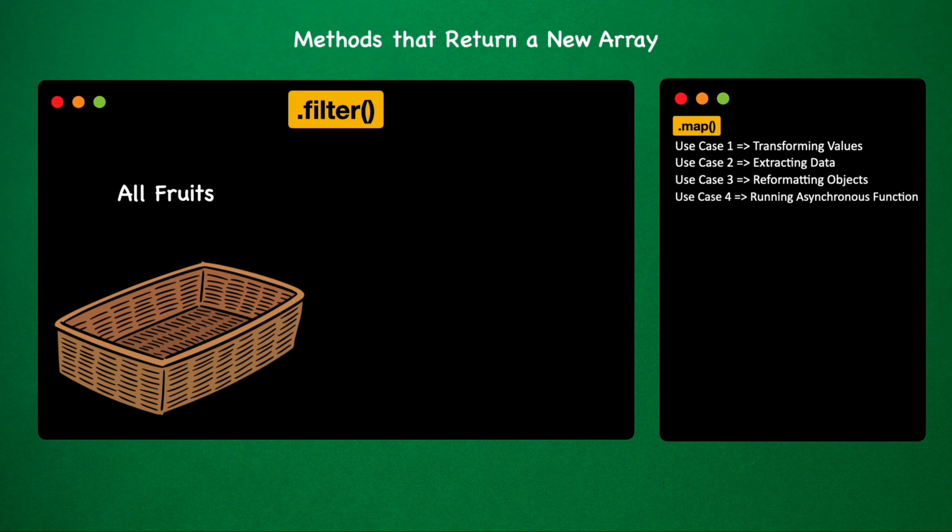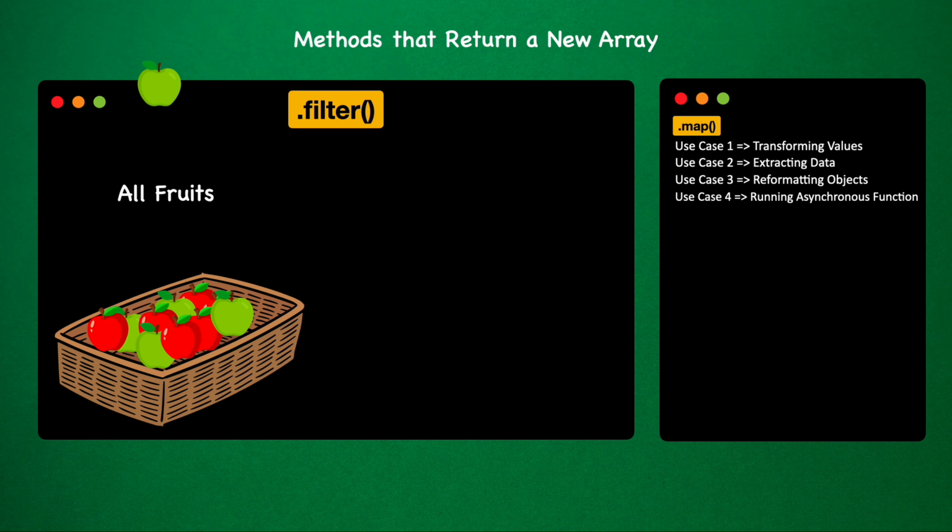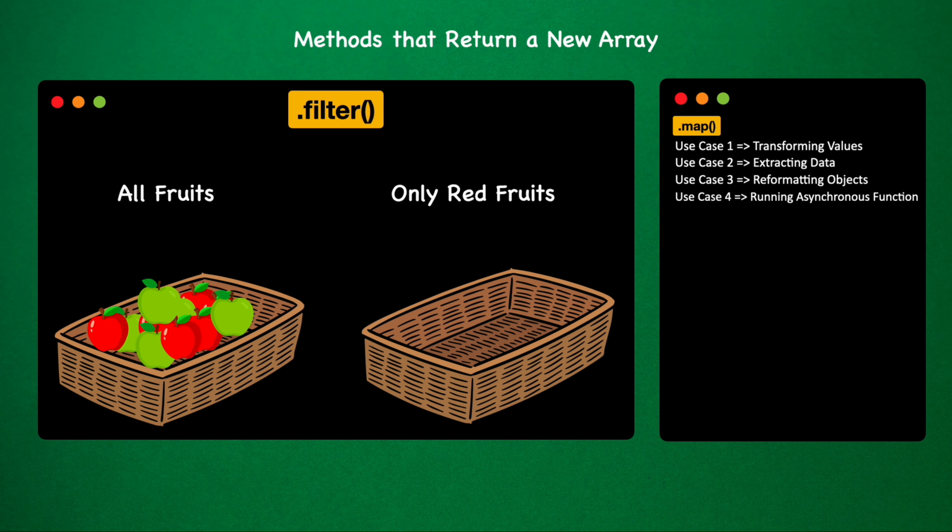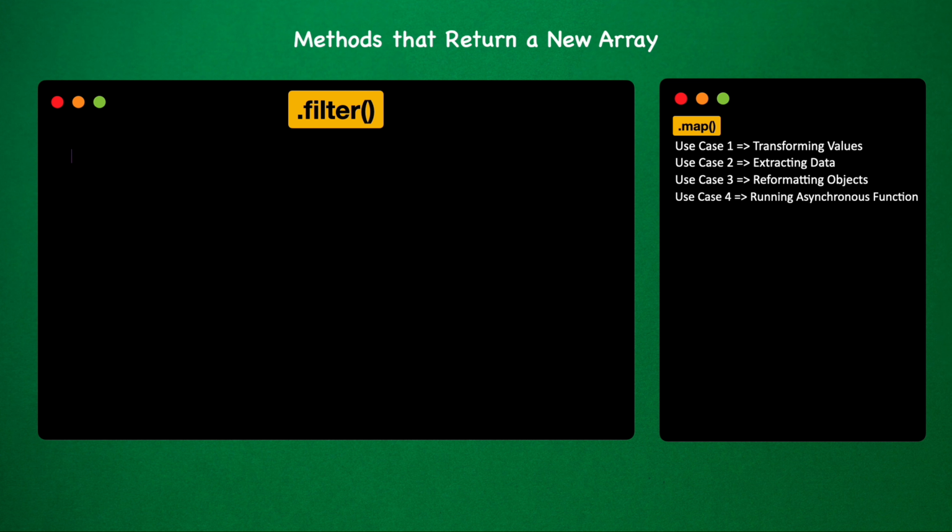Imagine you have a basket of apples, and you only want to keep the red apples. You would go through each apple, check if it's red, and if it is, you place it in a new basket. That's essentially what filter does with arrays. Now, let's bring this concept into a coding context with an example.